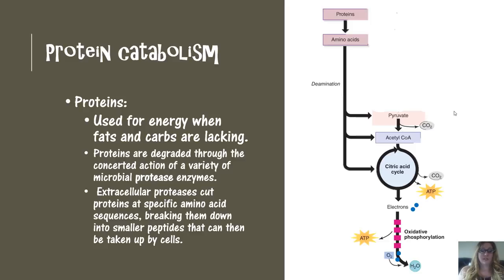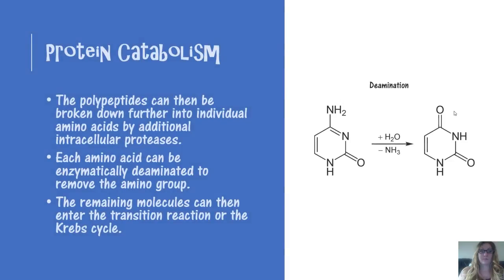Extracellular proteases are going to cut proteins at specific amino acid sequences and break them down into smaller peptides. Those smaller peptides can then be broken down further. The polypeptides can then be broken down further into individual amino acids by additional intracellular proteases.